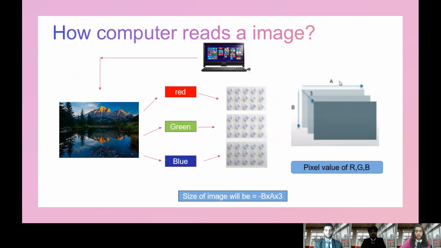How does a computer read an image? First, we see a picture of scenery that is very colorful, but how will a computer read this image? Basically there will be three channels: red, green and blue. Every channel will have specific pixel values. So when we say the image size is b into a into 3, it means we have the pixel resolution and three parts, red, green and blue, known as RGB. This means b rows, a columns and three channels.